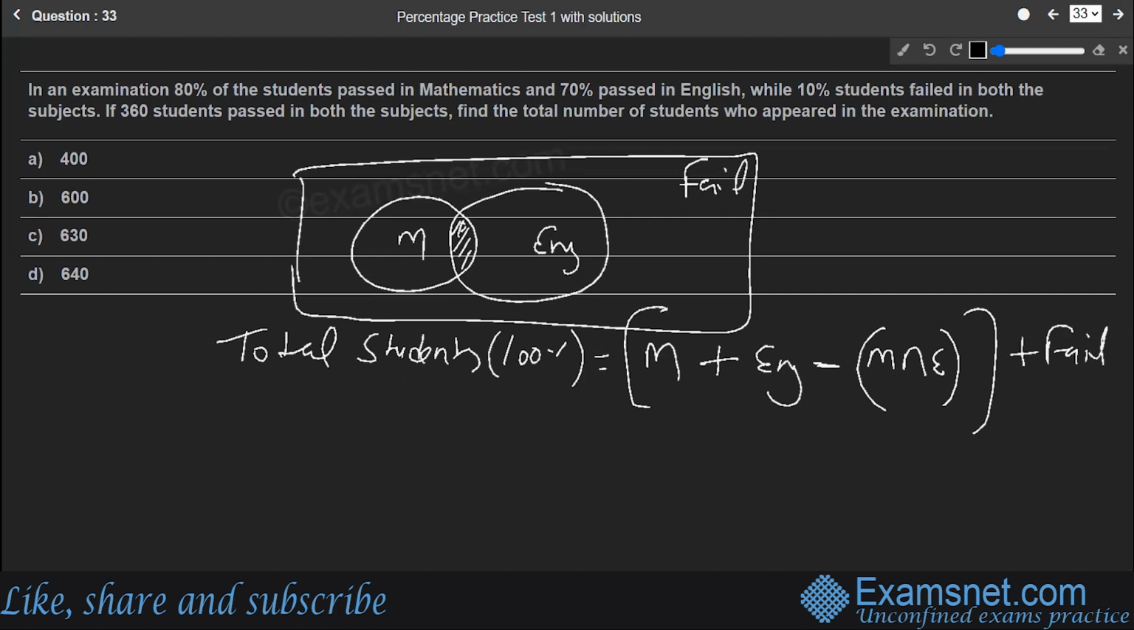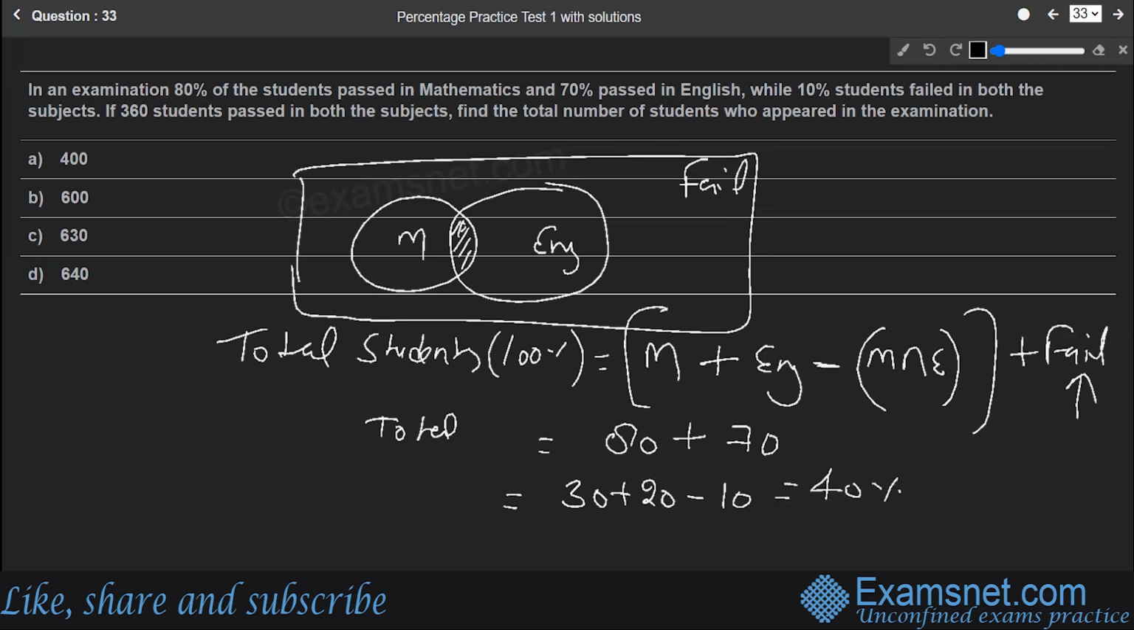Okay, so let us find out the total pass students first. It's going to be mathematics 80%, plus English 70%, while 10% of students failed in both the examinations. So this 10% is the failing percentage, that is outside. Okay, so clearly the percentage of students who failed either one or both subjects can be found by 30 plus 20 minus 10. That is nothing but 40%. So 40% of students have actually failed.